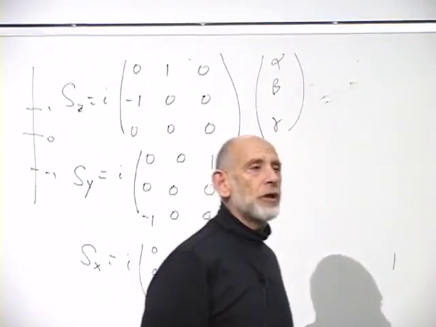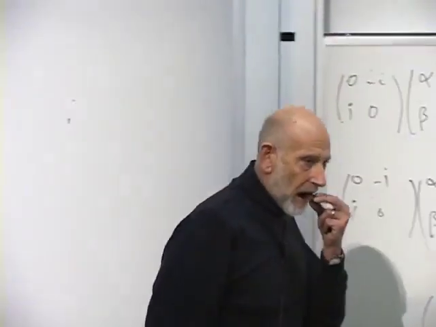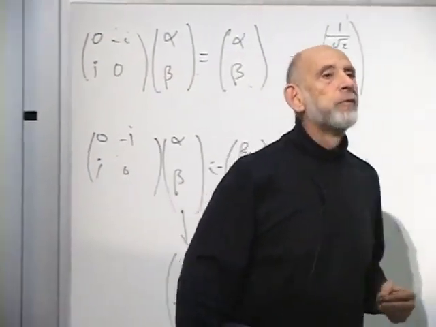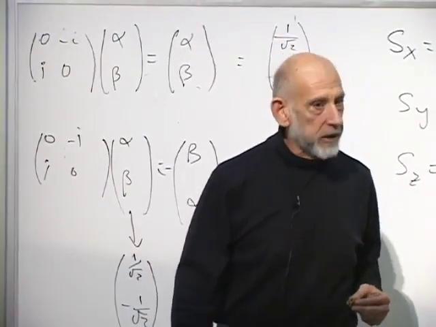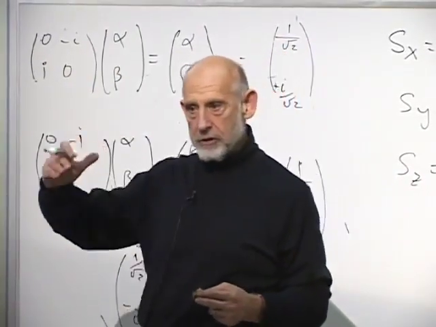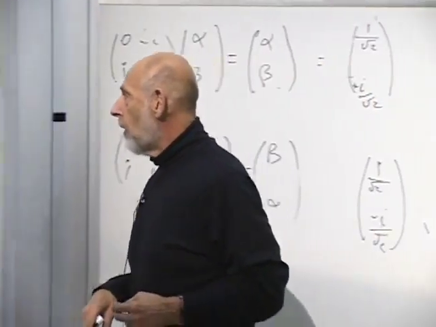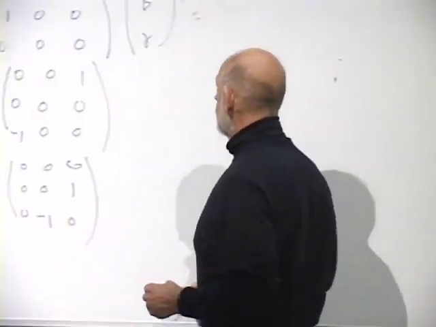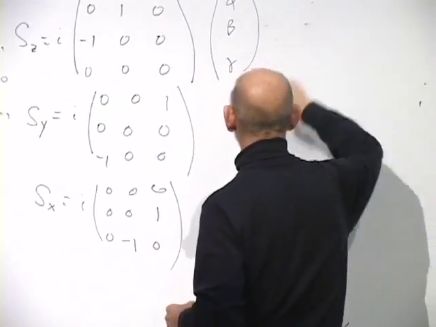What should the eigenvalues be? 1, 0, and minus 1. Those are the three states of Z component. All right. Let's try for 1 first.